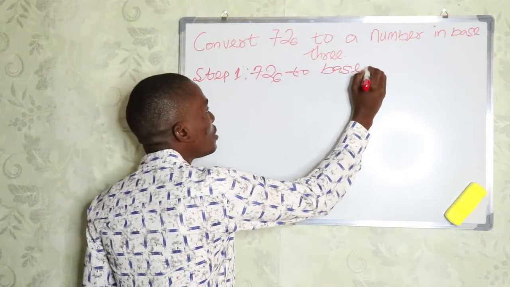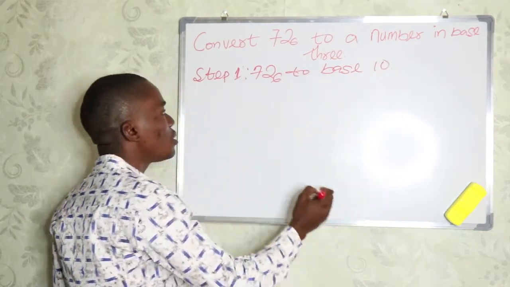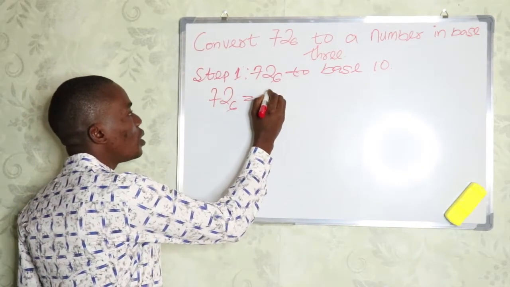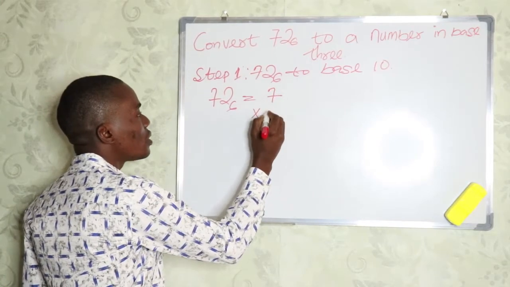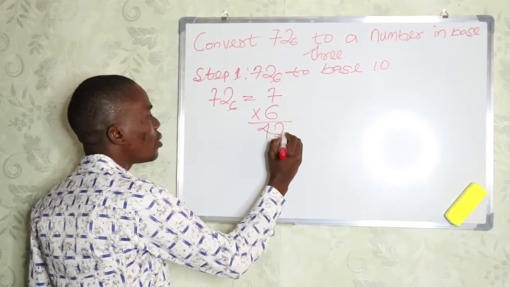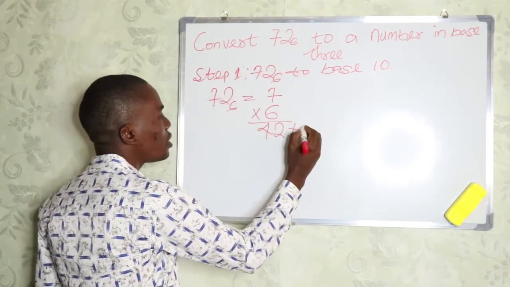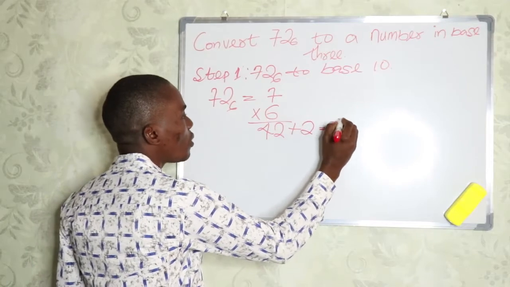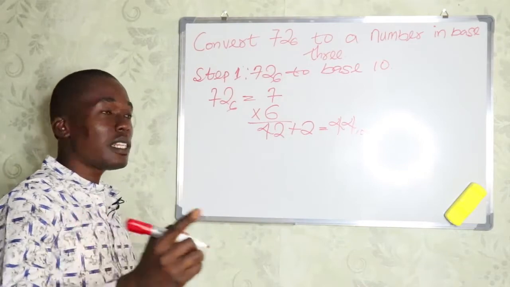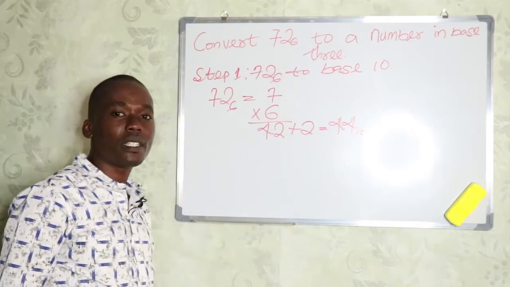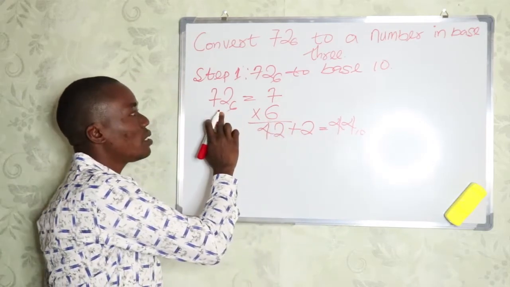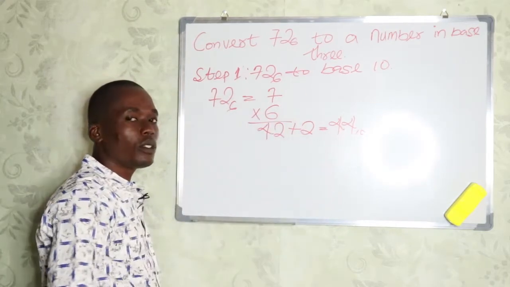Now, to go about this using the successive multiplication method, we will say 72 base 6 will be equal to 7 times 6, that's the base. This will give you 42 plus the next value, which is 2, that will give you 44. You see, using this method, you can easily convert it to base 10 as fast as you can. So this is the result 72 base 6 will give when converted to base 10.